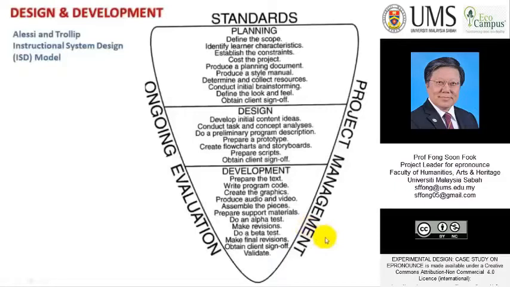The design and development of Epronounce is governed by the Lee and Trollip instructional system design model, the ISD model. Right from paperwork until the final product of Epronounce, available at epronounce.usm.my, it goes through all these stages. There are three phases: the planning phase, the design phase, and the development phase. And in every one of these phases, it is regulated by standards, by quality project management, as well as formative ongoing evaluation.